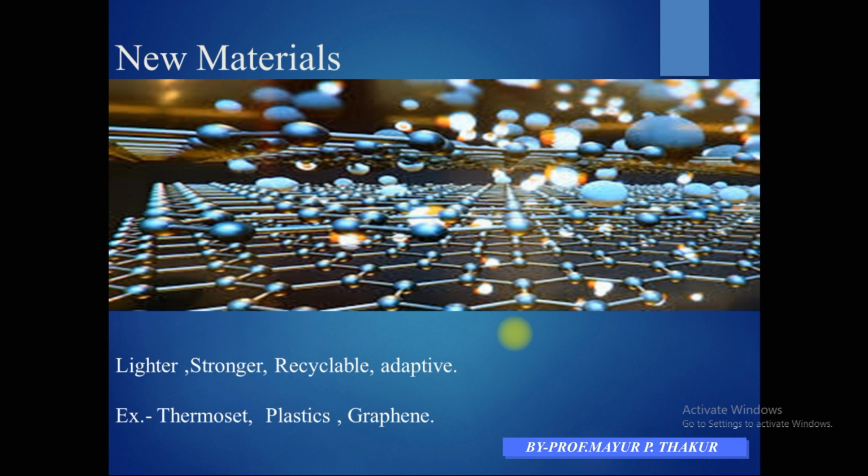Then new materials. These include recyclable plastics. With the use of nanotechnology and materials such as graphene and thermosets, materials are being made lighter, stronger and more adaptive. These will be used in various domains such as the aviation industry, different manufacturing industries, and so on. So these are the various physical megatrends.